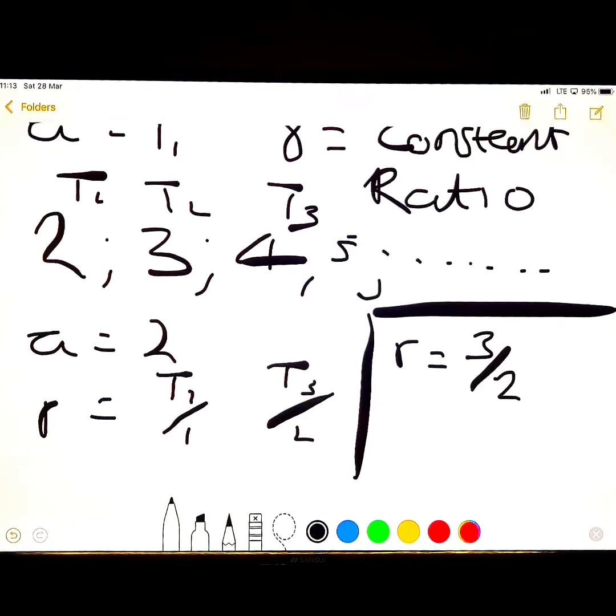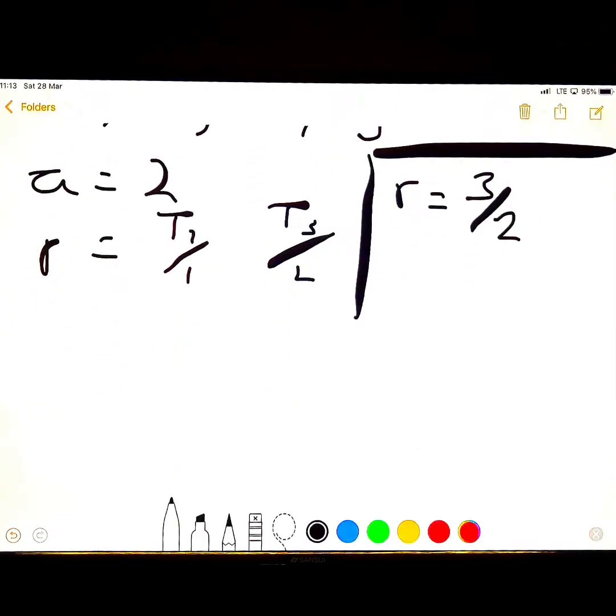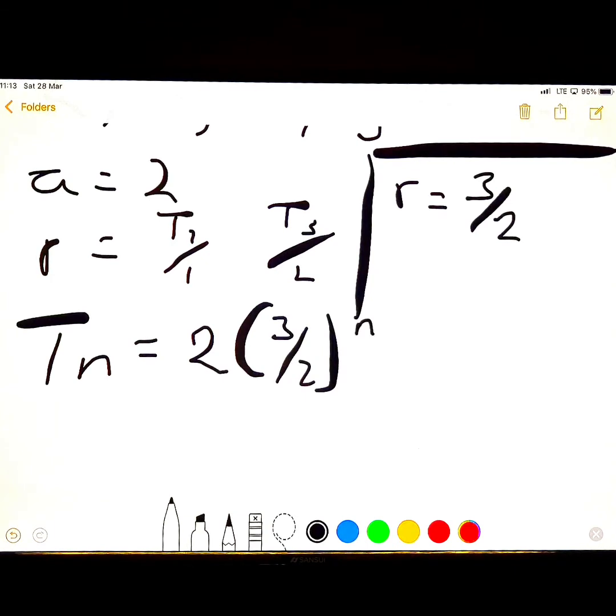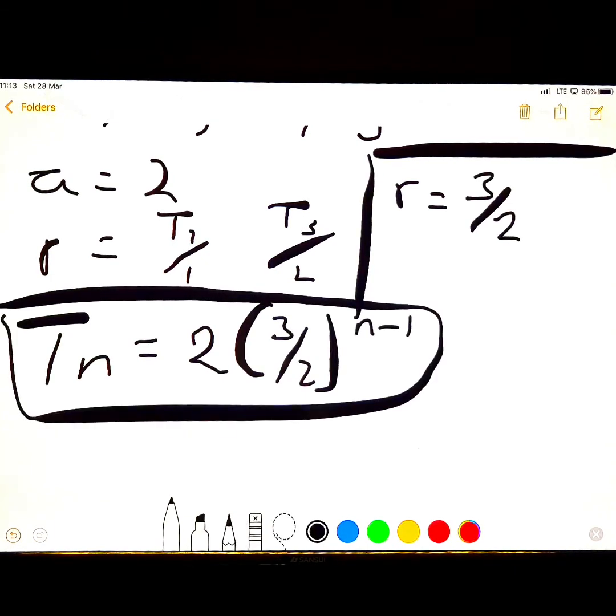To prove this, also say 4 divided by 3. And when you do that, you're going to also get the exact number, which is 3/2. Okay? So we know that A is equal to 2, and R is equal to 3/2. So now we can easily say Tn is equal to 2 times (3/2) to the power n minus 1. This is our general formula.